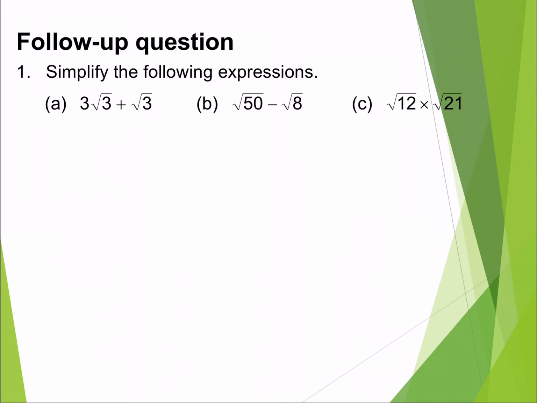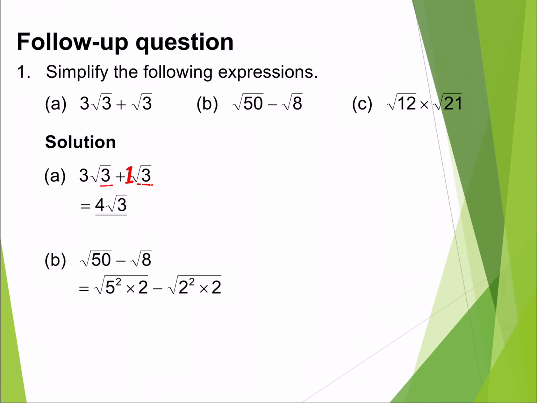Okay, and then some more examples. Part A, addition of surds. Like surds: 3 plus 1 is 4 of the square root 3. Part B, we find the factors. Square of 5 can be cancelled with the square root. Square of 2 can be cancelled with the square root. Then in this way, like surds, 5 minus 2 equals 3 times square root 2.